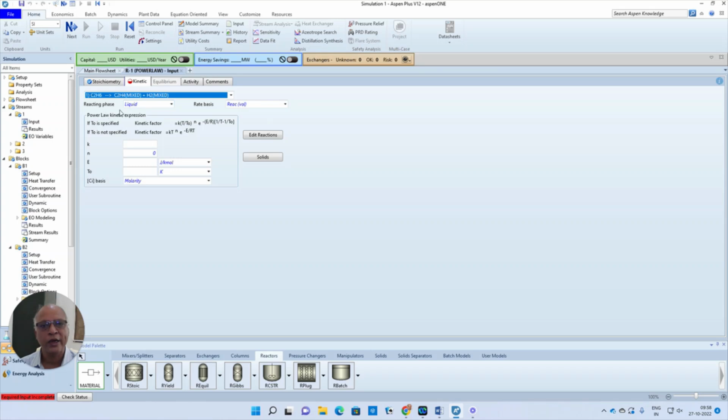Remember here, the valid phase, the reacting phase, is by default liquid. So you please convert it into vapor. At both places, you need to talk about the same phase. Otherwise, there will be a discrepancy and you may not be able to get your results.